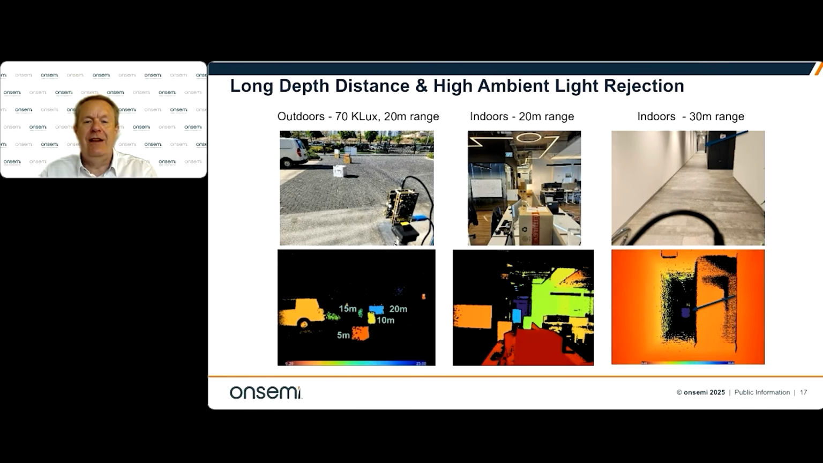Indoors, you've got less light, so indoors starts to become easier because you've got less ambient light. Here we're showing 20-meter range, and here we're showing a 30-meter range. This is a simple 30-meter range using that hybrid Smart iToF implementation in order to get very long distance.